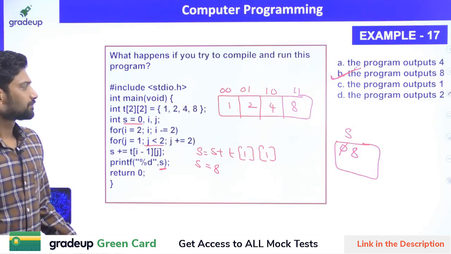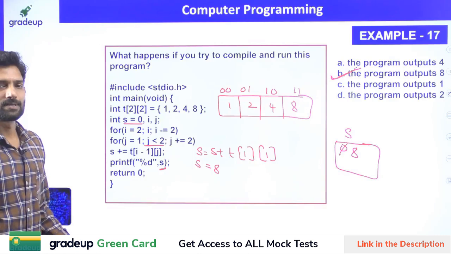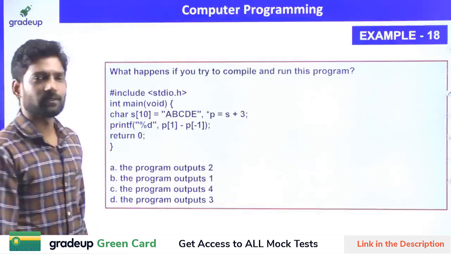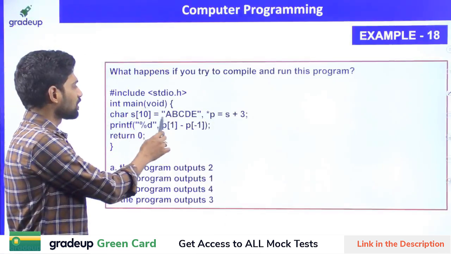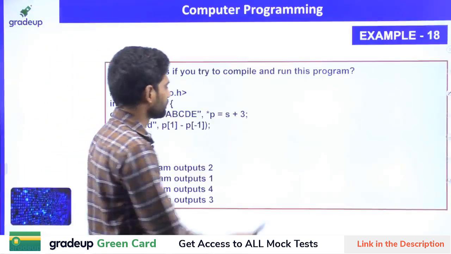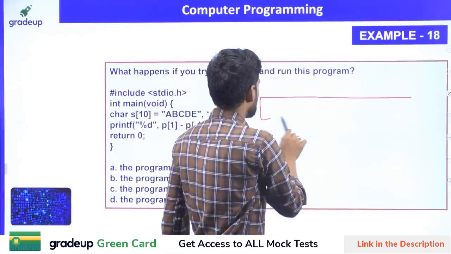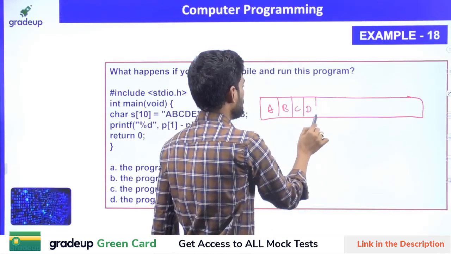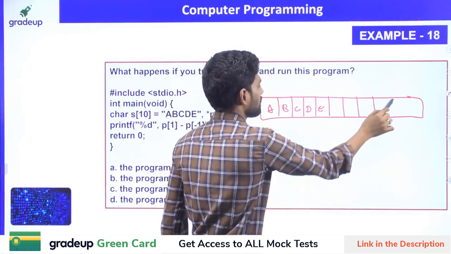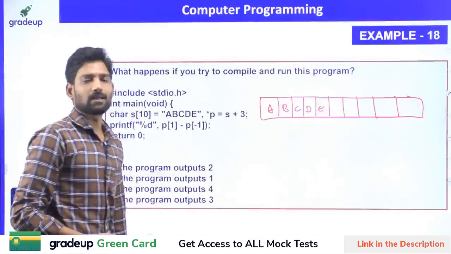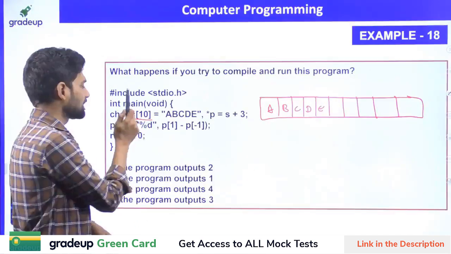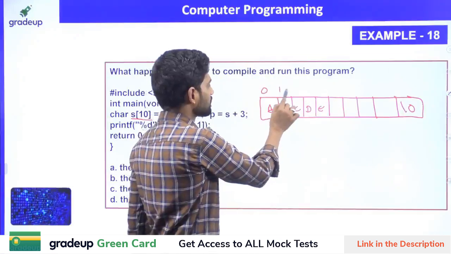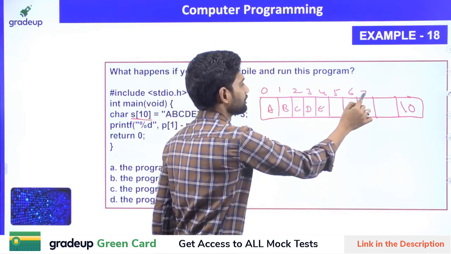Understood? Next question. What happens if you try to compile and run this program? char s[10] = "abcde". So we have got a string abcde, but 10 character space is allocated as you have given it as s[10]. The last character will be null character. Their index will be 0 to 9.